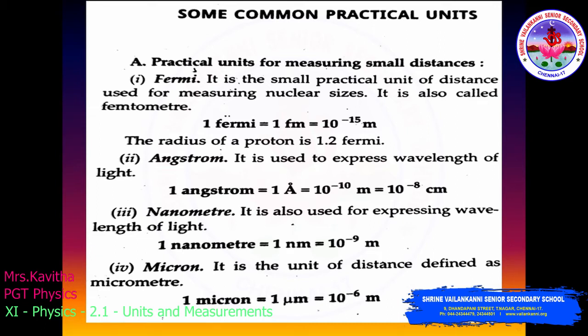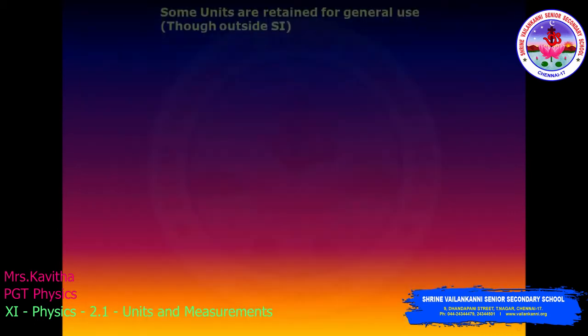Nanometer is also for expressing the wavelength of light. So 1 nanometer is equal to 10 power minus 9 meter. Micron is the unit of distance defined as micrometer. So 1 micron, which is 1 micrometer, is equal to 10 power minus 6 meter, right?